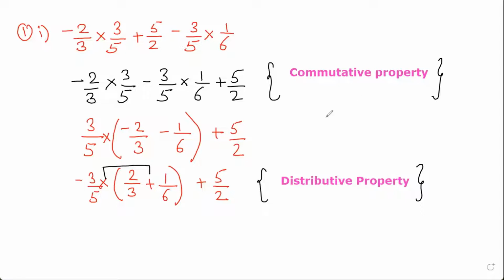Okay. Now we'll solve this bracket now. So minus 3 by 5 remains the same. Let me erase this part. Okay.